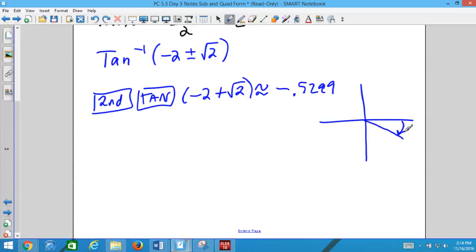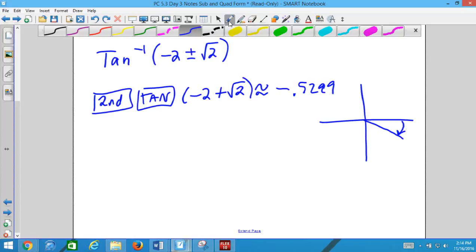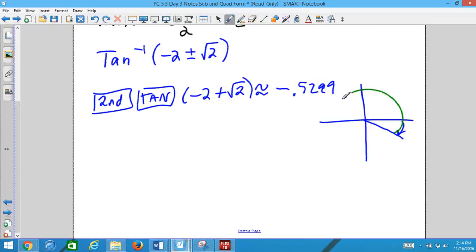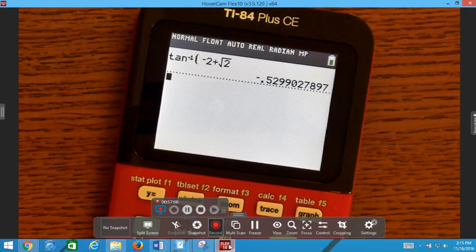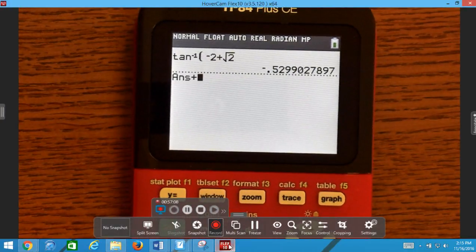But the directions say our answers need to be between 0 and 2 pi. So can I put down a negative answer? So I have to find the positive version of that negative 0.5299. So what I need to do is add on a whole 360 degrees. I need to add on a whole 2 pi to get to the other side. So on your calculator, this was the answer I had, and then I just hit plus 2 pi.